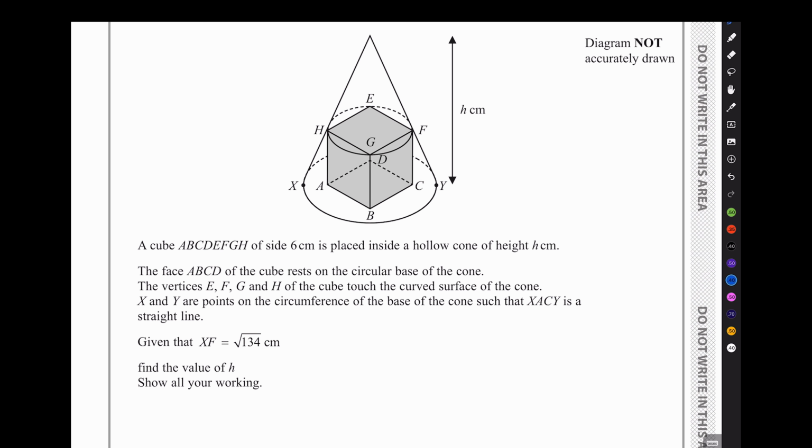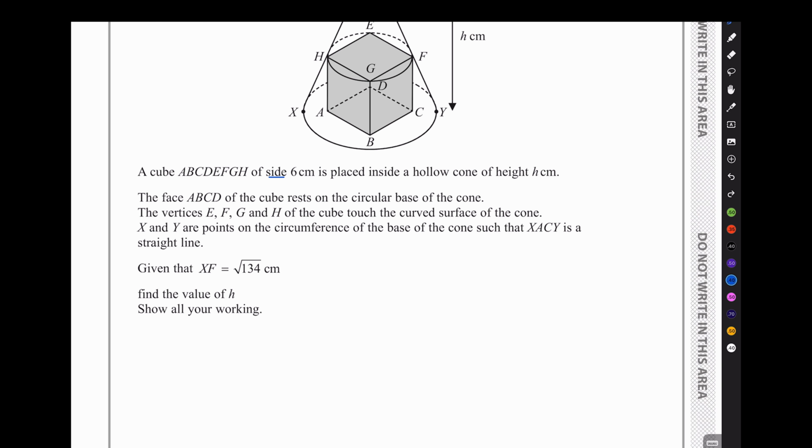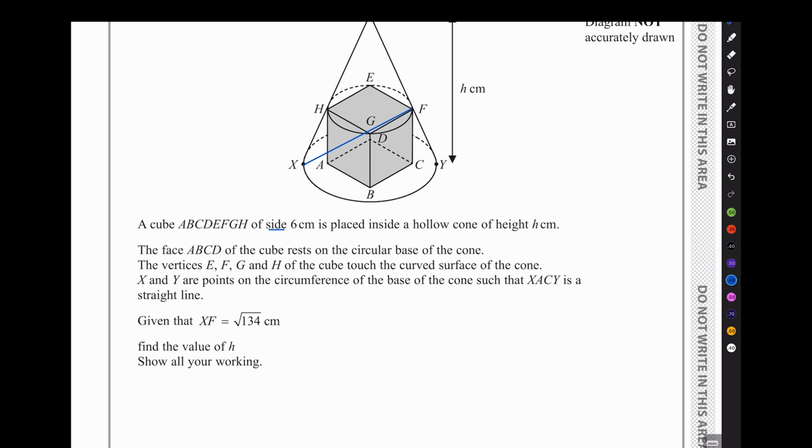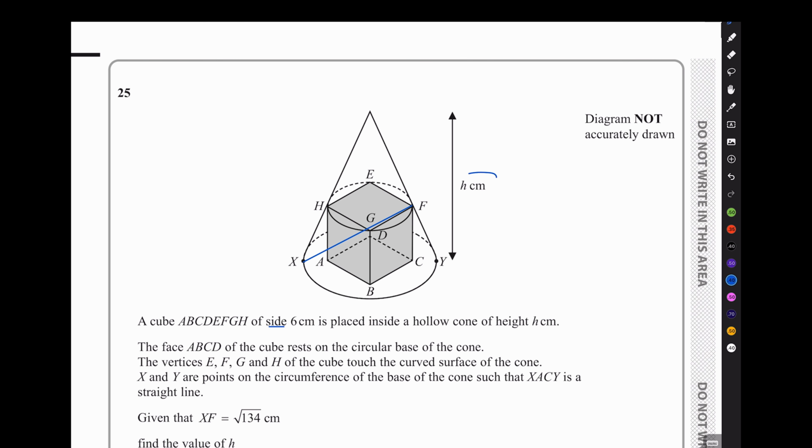A cube is a cube, so every side is a square. So the length is 6 centimeters. So this is 6, this is 6, everything is 6. Okay. It's placed inside a hollow cone of height h. The base ABCD of the cube rests on the circular base of the cone. Given that XF, so X is this and F is this, the length of XF is 134. Find the value of h. So h is the height of the cone.